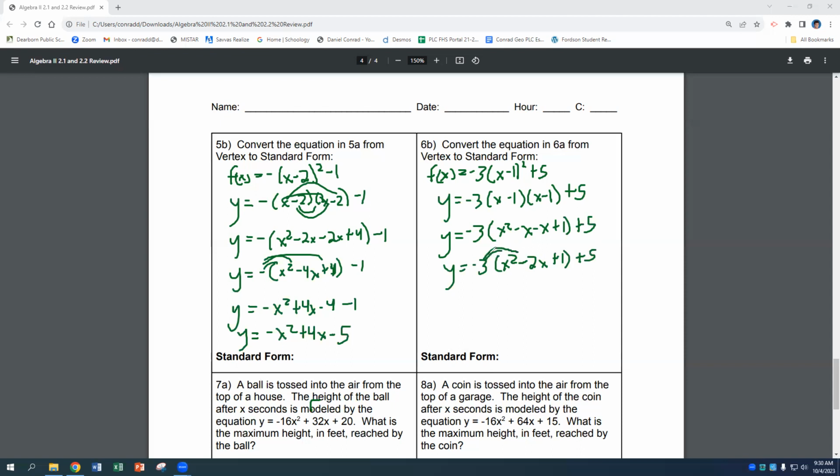Now I can distribute this -3 to each of the terms on the inside of the parentheses. So I'm going to have -3x squared plus 6x minus 3, and then I can't forget about my plus 5 at the end. So I'm going to have -3x squared plus 6x plus 2. And there's my standard form.